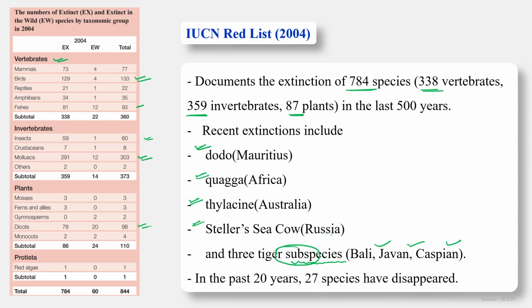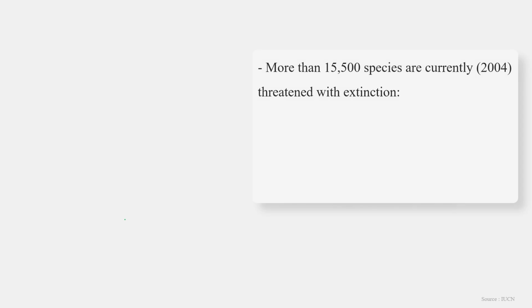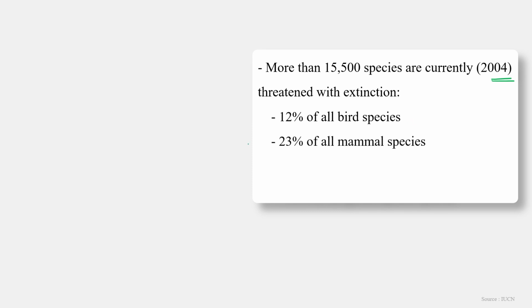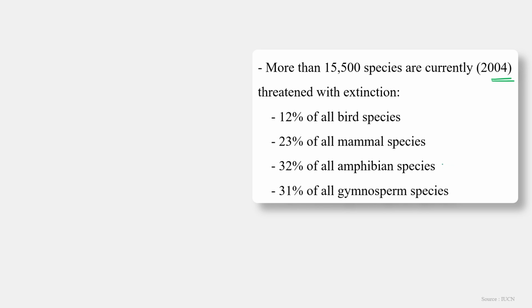In the last 20 years, almost 27 species have disappeared. More than 15,500 species, according to the 2004 data, are threatened with extinction: 12% of total bird species, 23% of all mammal species, 32% of all amphibian species, and then gymnosperms 31%.